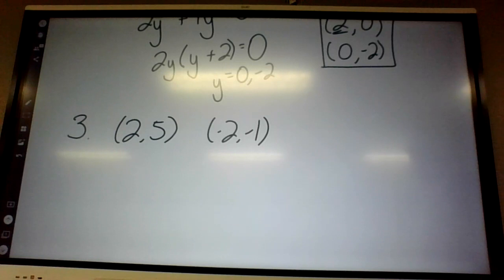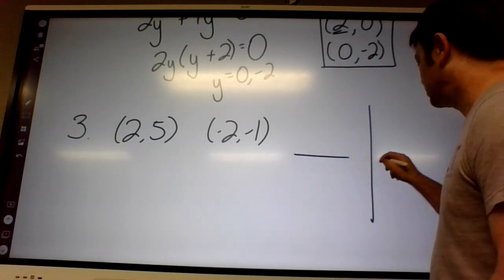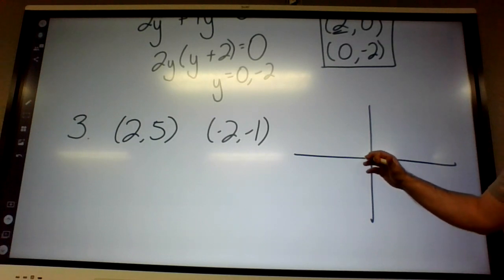I don't know. You don't necessarily need a sketch. I don't know, it might help. So where's -2, -1?